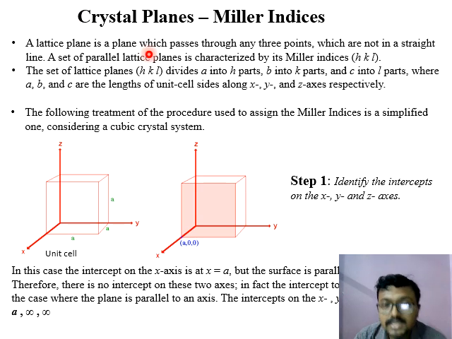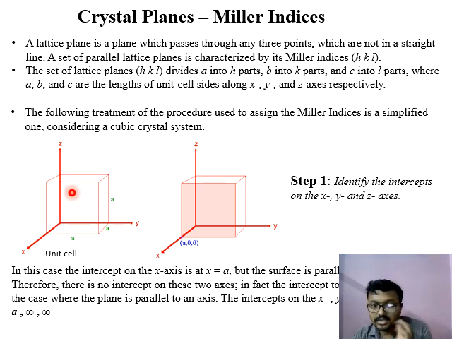Now in a crystal there is another thing that is called crystal plane. What is a crystal plane? Say this is one unit cell. This unit cell is divided by three coordinates: x coordinate, y coordinate, and z coordinate. Now in the unit cell, we can see there are different faces. This is one face, this is another face, this is another face, right? Now these faces are called crystal planes.